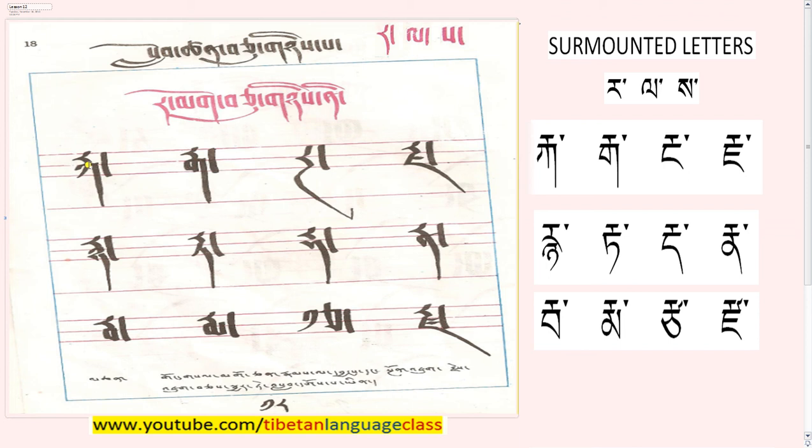On this side we have the same exact letters. This Rango, this Ra, when it's surmounted, becomes this character at the top. So it's Ra Gapta Ka, Ra Gapta Ga, Ra Ngapta Nga, Ra Japta Ja, Ra Nyapta Nya, Ra Tapta Ta, Ra Tapta Da, Ra Napta Na, Ra Bapta Ba, Ra Mapta Ma, Ra Zapta Za, and finally Ra Zapta Za.